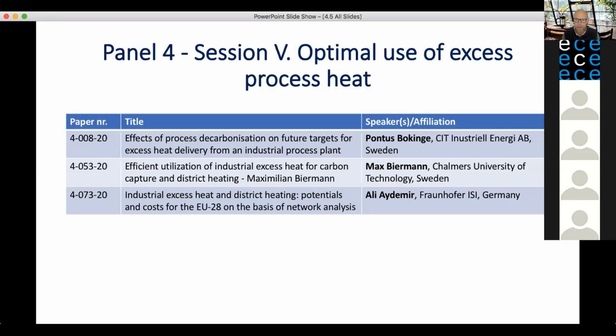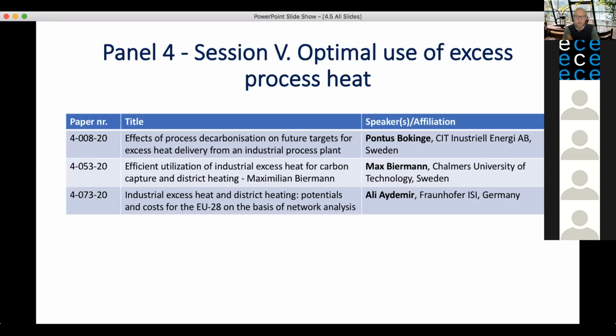We will go on thereafter to Max Biermann. He's one of my colleagues at Chalmers Energy Technology, in fact, and he will also be talking about excess heat, and he'll be talking about the interplay between using it for carbon capture or for district heating, and that type of competition for excess heat is something which is definitely interesting to look into. So Max will be updating us about his findings there.